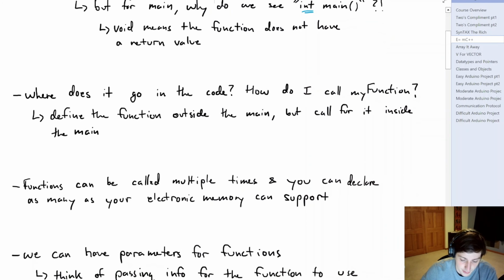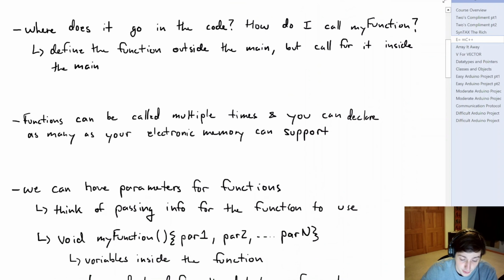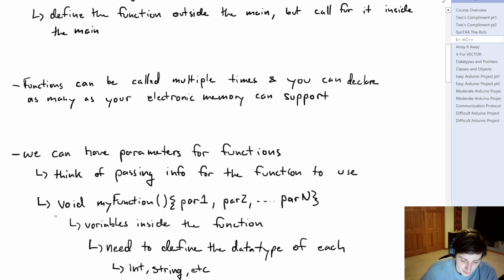Now we have something called parameters for these functions. So think of this like passing info for the function to use. So if we look at the generic void my function, and then we have parameter 1, 2, and it goes all the way to n. These parameters are going to be variables inside of the function. Now we do need to define the data type of each one of these parameters, so that would be something like int, string, again float, double, or whatever you need to put in for that data type.